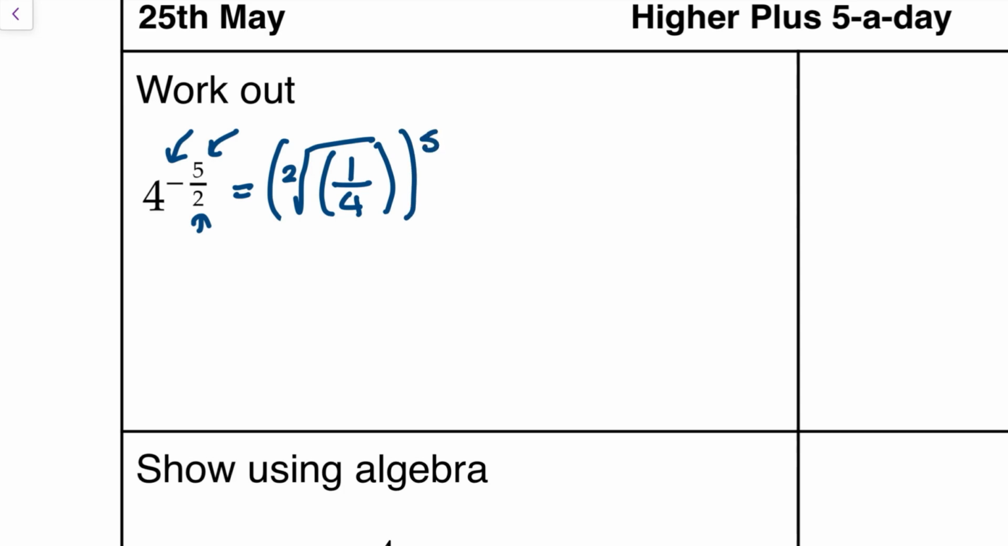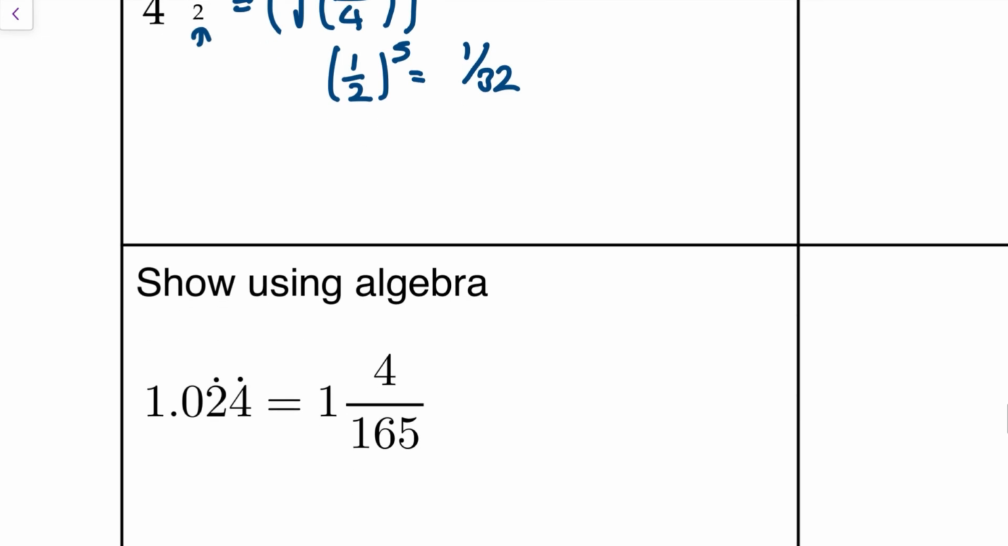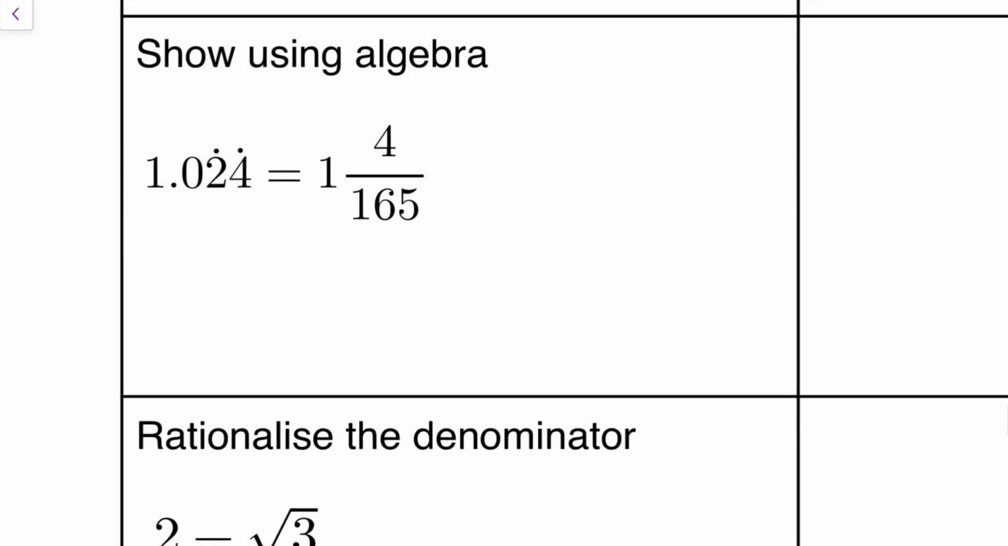So we can do these things individually, but there's normally a better, quicker way of doing it. So I'm going to do the square root first. The square root of a quarter is a half. And then a half to the 5 is the same as 1 over 32. Now, it probably will say in your exam how to leave the answer, but in this case, 1 over 32 is fine.